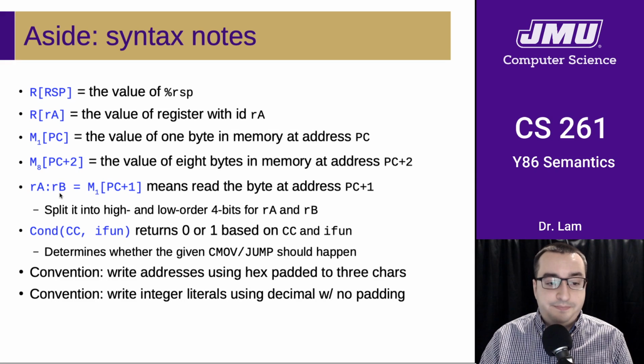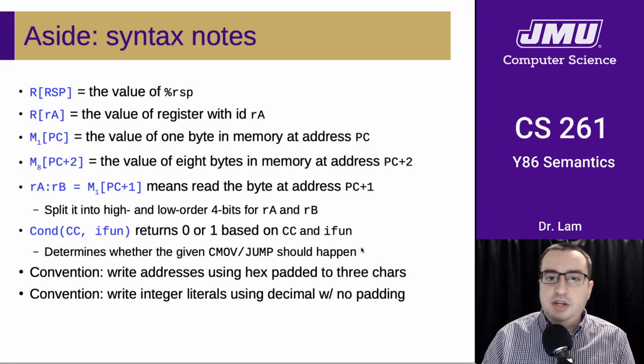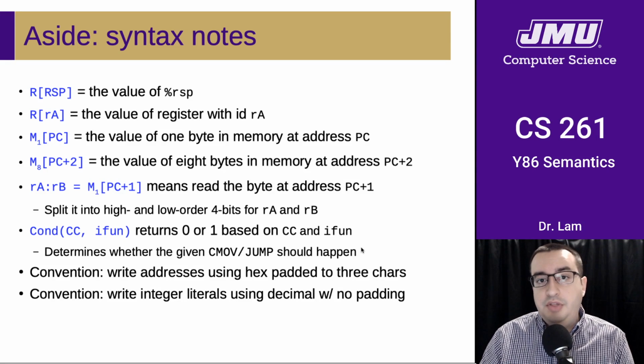We're also going to have this COND or condition function, which takes the condition codes and the current instruction's function, the ifun, and it returns a 1 or a 0 based on those things. Basically, this is determining whether or not the given CMove or conditional jump should happen. There are some tables in your textbook that will help you implement this function when you get to Project 4. We're going to ignore the details of that function for now and just assume that we can look at the condition codes and the ifun to determine whether or not we're going to take a particular jump or do a particular conditional move.